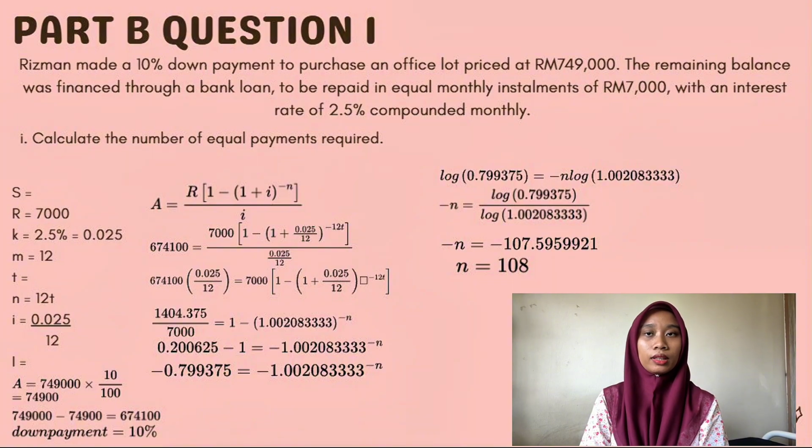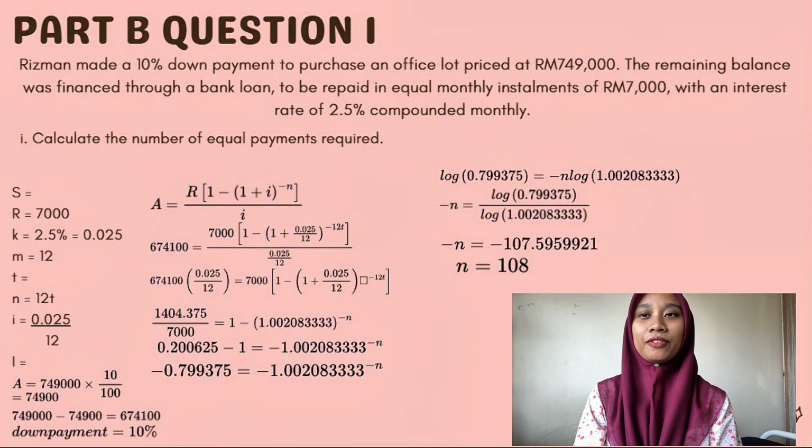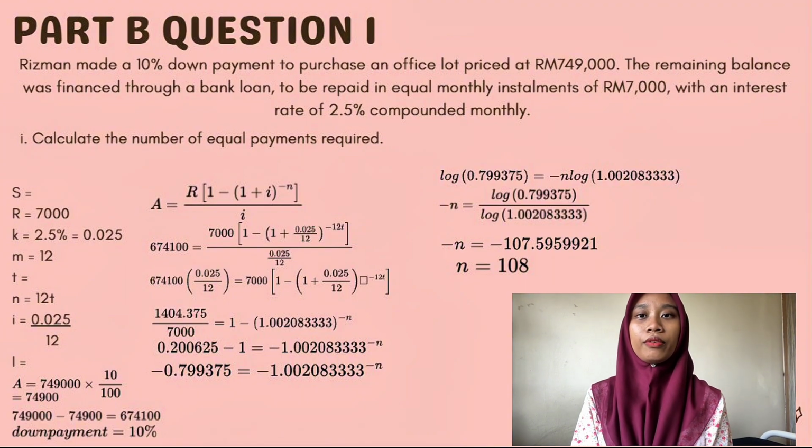First, we have R is 7,000, K is 2.5%, we change to 0.025, M is 12, N is 12T because the question does not give what T is. I is 0.025 over 12, and for A is 749,000 multiplied by 10 over 100, and we got 74,900. Then 749,000 minus 74,900, we got 674,100.